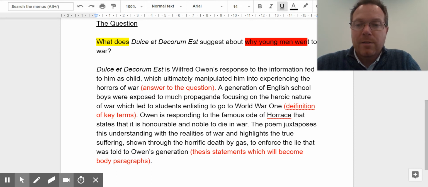A generation of English schoolboys were exposed to much propaganda focusing on the heroic nature of war, which led to students enlisting to go to World War I. So the big argument is that Wilfred Owen enlisted to go to World War I. He chose to go there. But in reality, he was tricked into that choosing. All the way through his schooling, he was fed lots of poetry and amazing stories that talked about the benefits of war. So that's my definition.